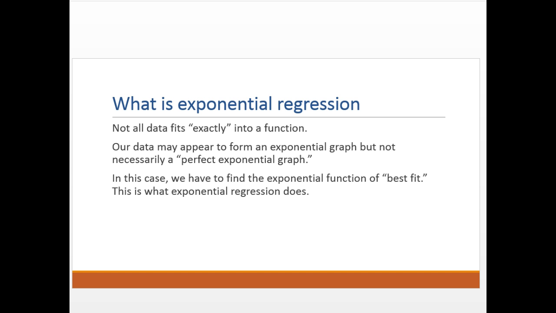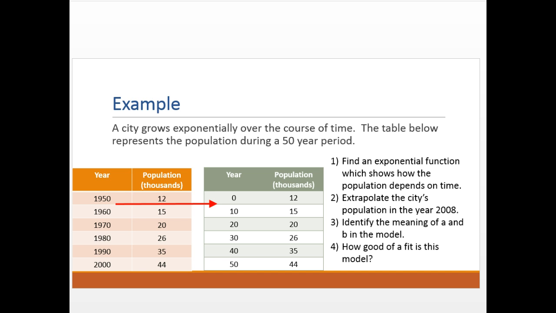If that's the case, then we need to do a regression to find out what's the closest graph we can get to fit that. Now sometimes when we do a regression we may get a perfect graph, but most of the time it will not be a perfect graph, and we will have to look for the one that is the best fit. Let's look at an example.